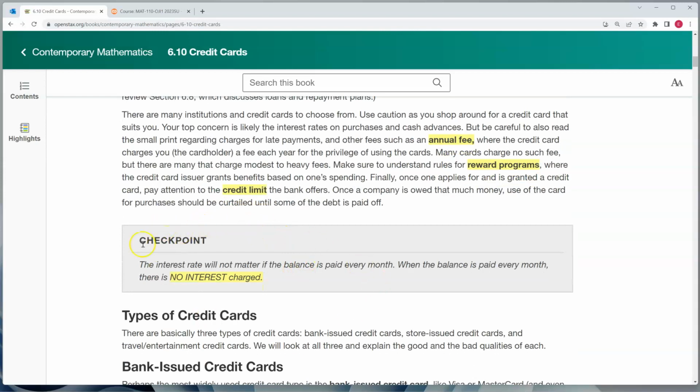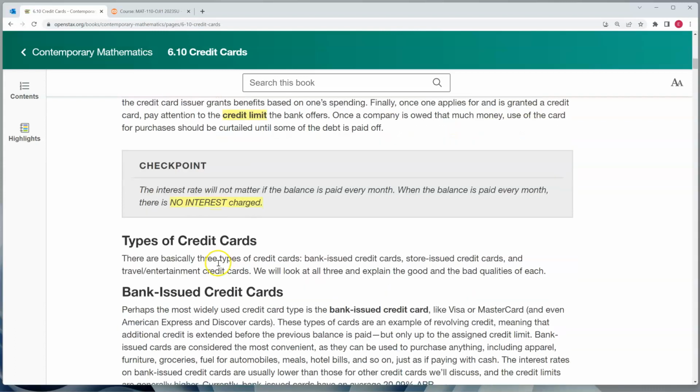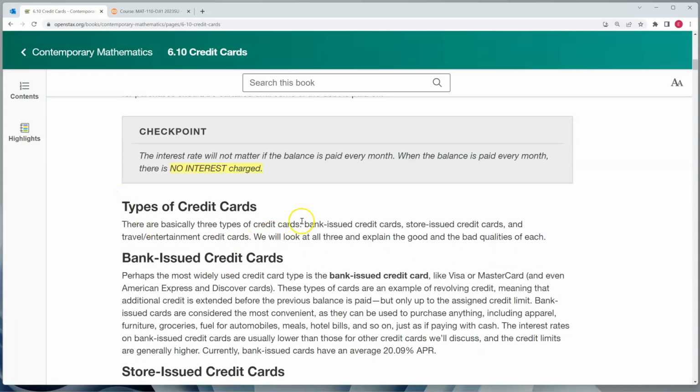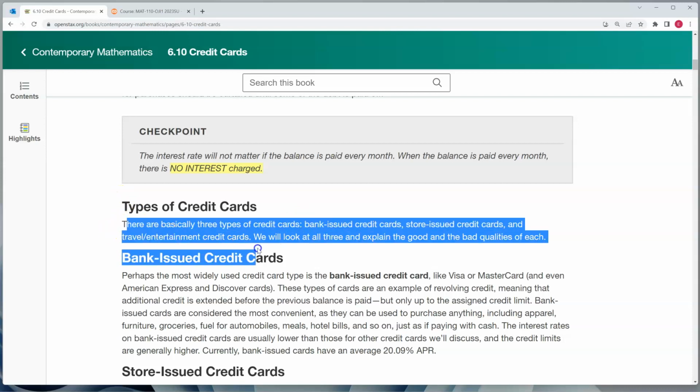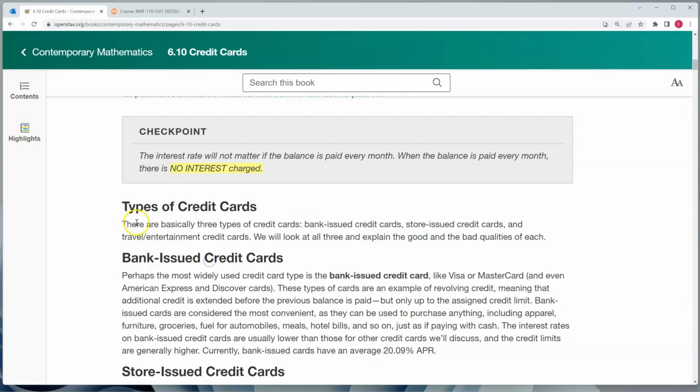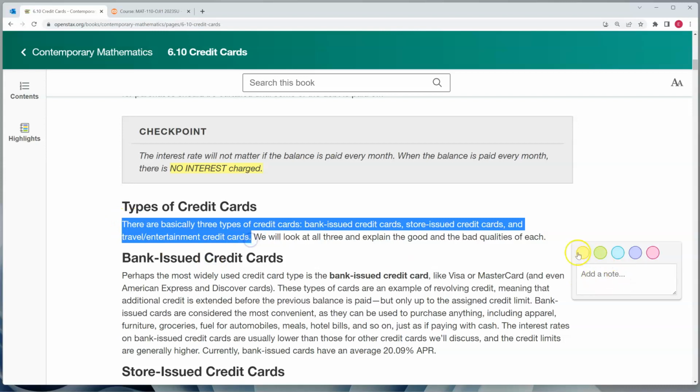One important thing to know, and I've highlighted it and I'll say it again, is if you pay off your credit card balance every month, then no interest is charged, and that's important. Or if your credit card offers a 0% interest rate for a certain time limit, then as long as purchases are made within the time limit and paid within the time limit, you also will not pay any interest. So there are 3 types of credit cards. Let's highlight that sentence because that's one of our objectives for this section.